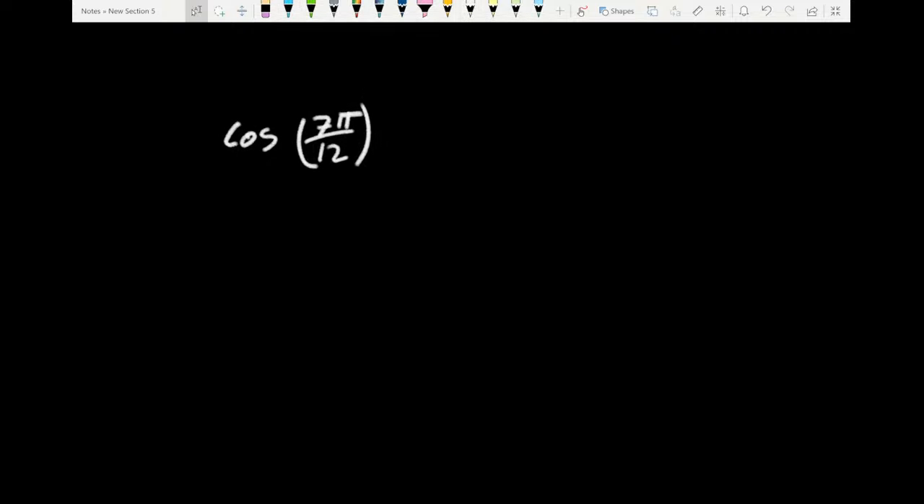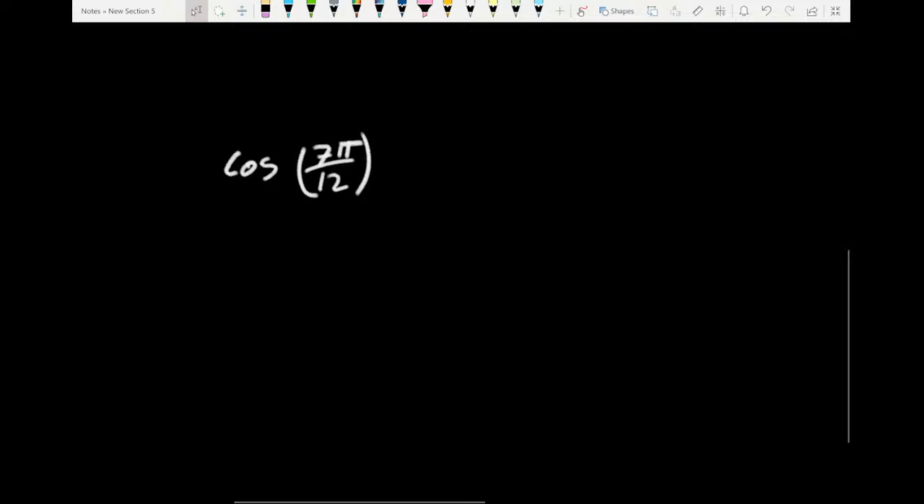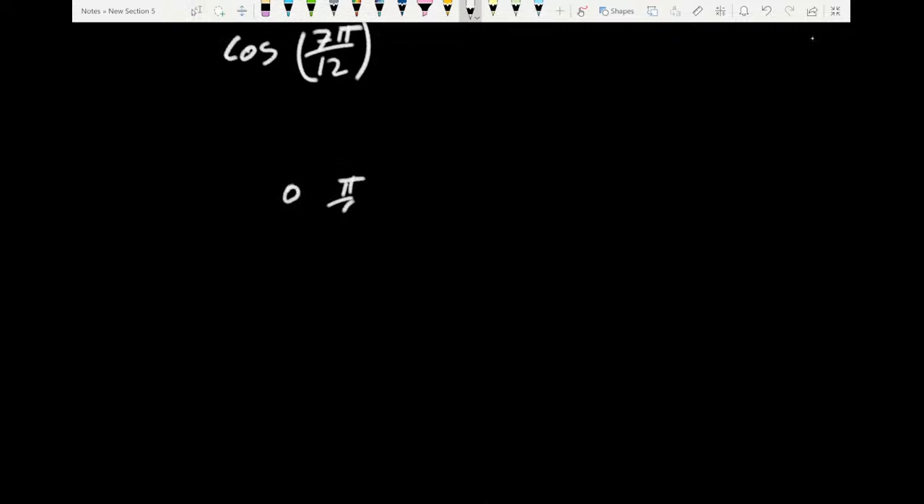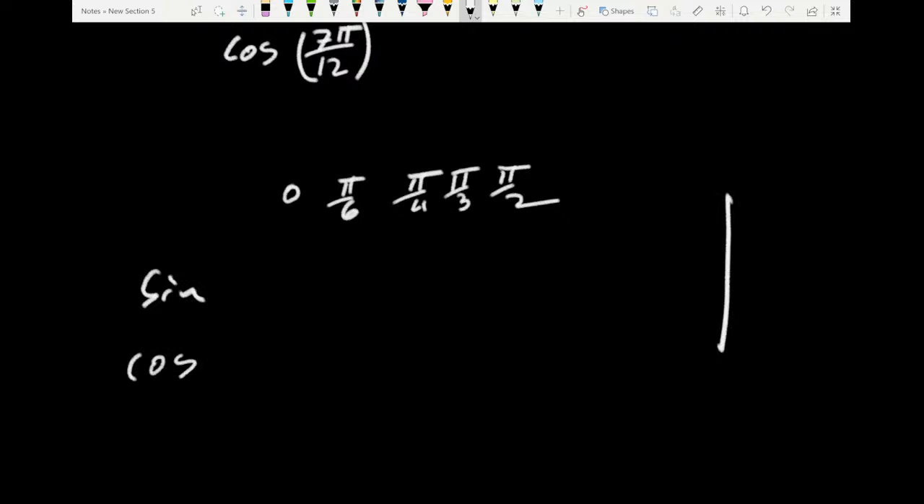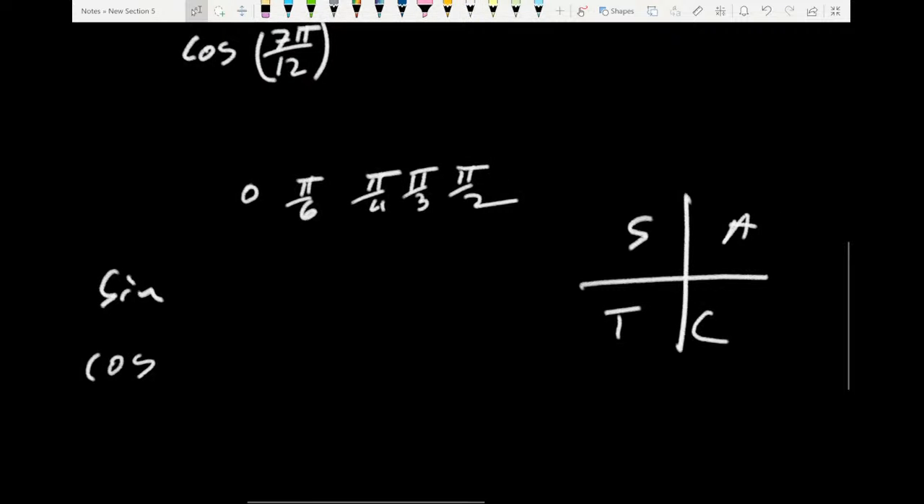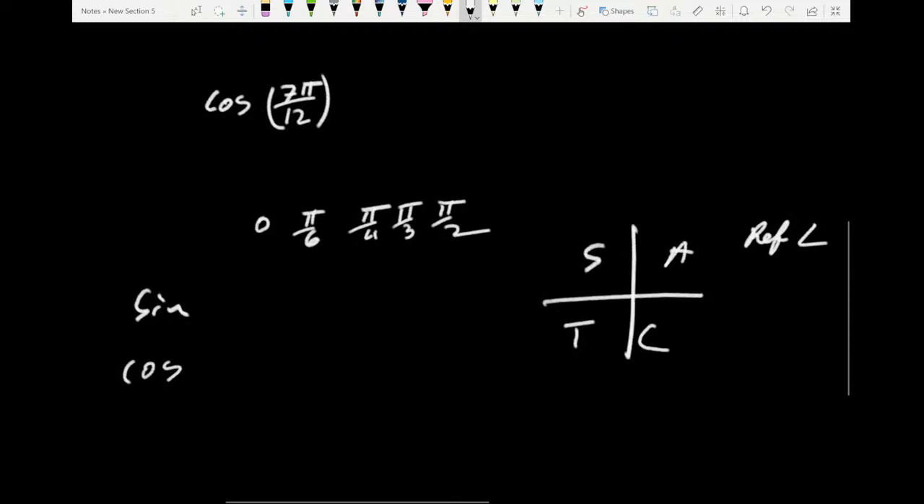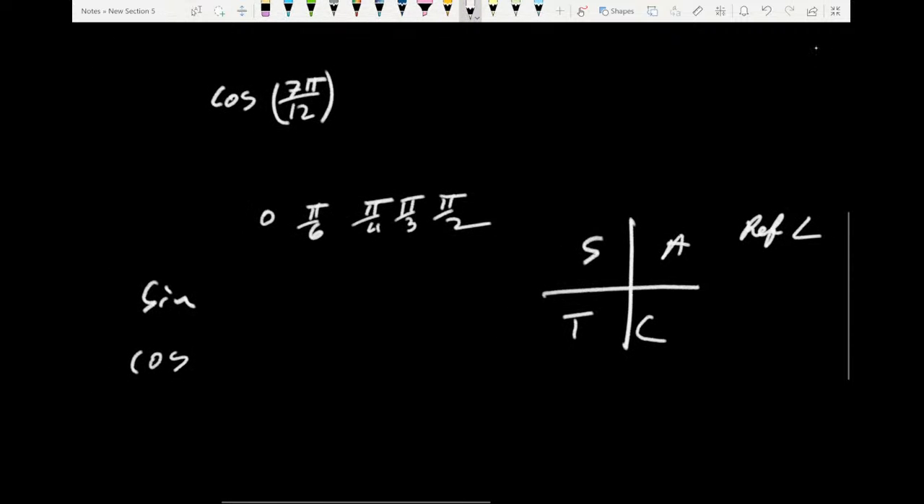Well, if we use the table, we have 0, pi over 6, pi over 4, pi over 3, and pi over 2 for sine and cosine. These are the angles that we work with, and then we also use All Students Take Calculus and reference angles to figure out the exact answers. But 7 pi over 12 is not quite like that. So how do we go about finding the exact answer?